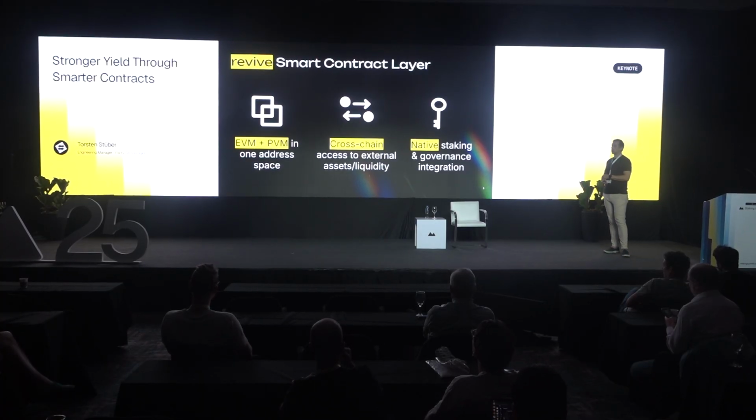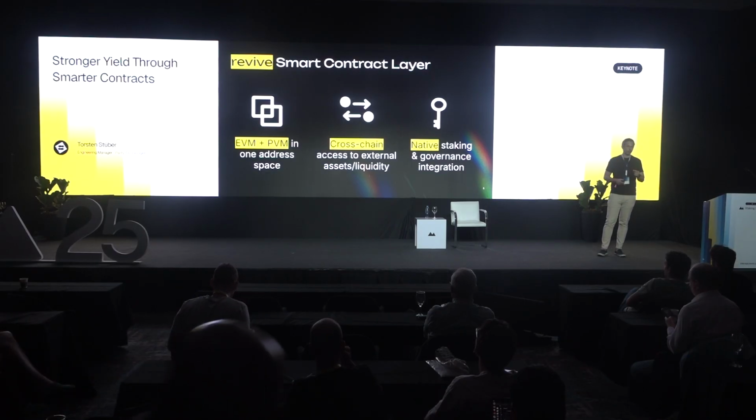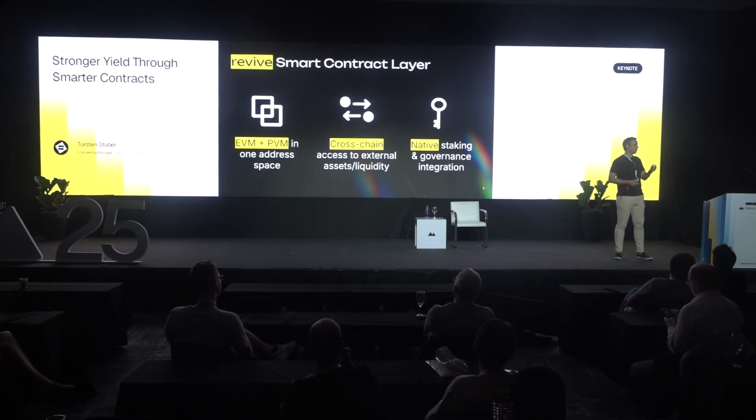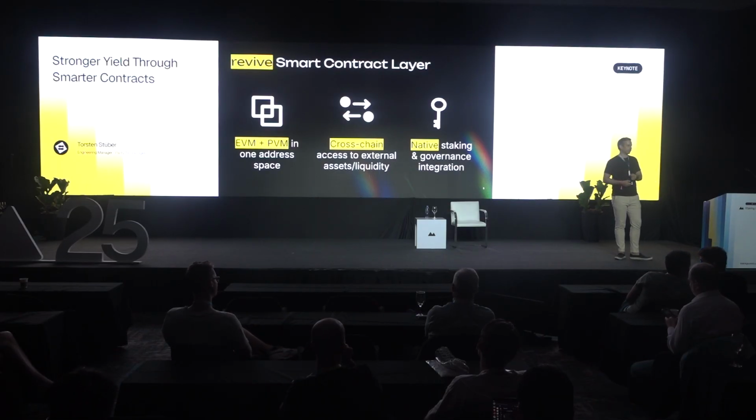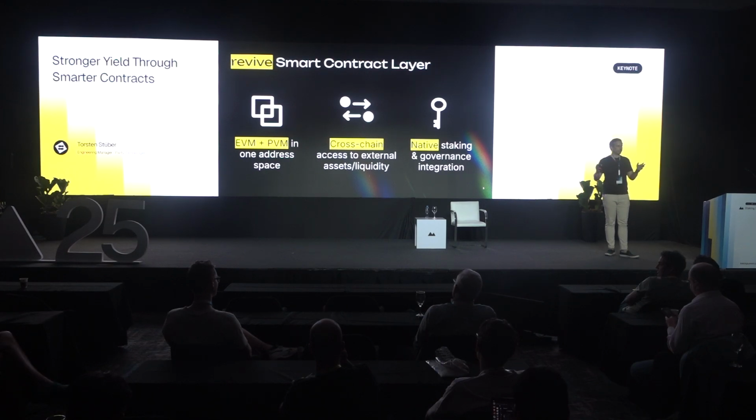Let me talk about the smart contract layer in the Polkadot Hub, which is called Revive. Revive is very important for the success of the Polkadot Hub and has three main properties. First, Revive has two different smart contract execution engines. You have the EVM that you know from Ethereum that allows you to deploy your Solidity smart contracts and is fully EVM compatible. And then you have PVM, a different engine that gives you a lot of computational power. And these two engines, they live in the same address space. They are fully interoperable. Smart contracts for one engine can interact with smart contracts of the other engine.